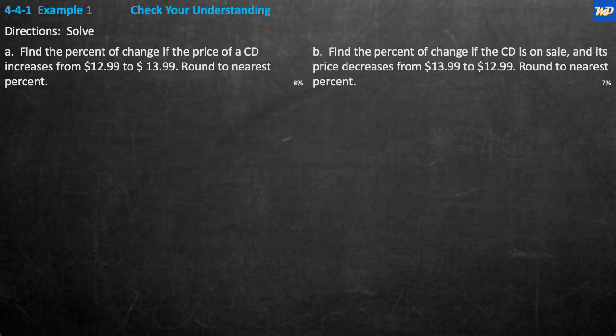Okay, example 1. Solve, right? So we have two problems. A, find the percent of change if the price of a CD increases from $12.99 to $13.99, and then round to the nearest 1%. And the second one says find the percent of change if the CD is on sale and its price decreases from $13.99 to $12.99. Round to the nearest percent. Okay, go ahead. Pause the video, please, and try these on your own. And then when you get back, we'll work them together. I'll wait for you.